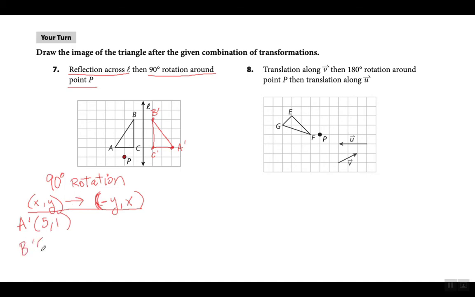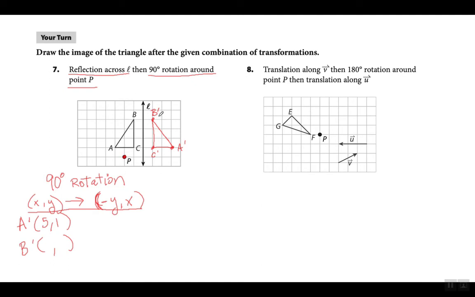For B prime, if anybody's lost, again, since I'm rotating around point P, I'm going to treat point P like it's 0, 0. If this is 0, 0, that means this line right here is the x-axis. I'm just pretending. It's not the x-axis. We're just pretending so that we could use that rule. And this line right here is the y-axis.